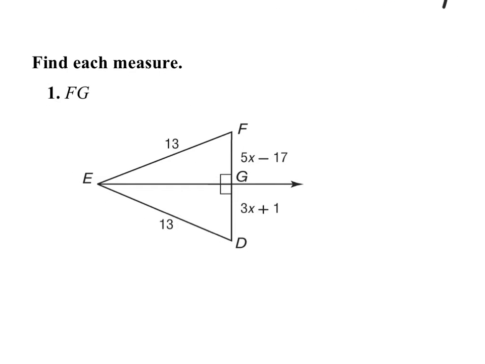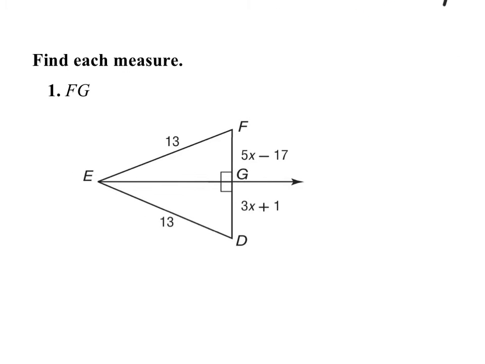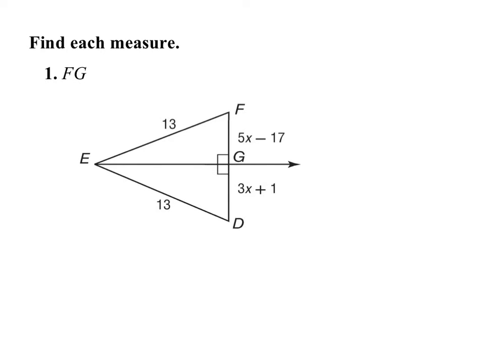Let's take a look at number 1, and it's asking us to find the measure of FG. It wants us to find this measure right here. In order for me to find that measure, I have to figure out what x is. The one thing that I know, just by looking at this picture, is that EF is congruent to ED. They're both 13. So I'm going to draw in a congruent symbol.